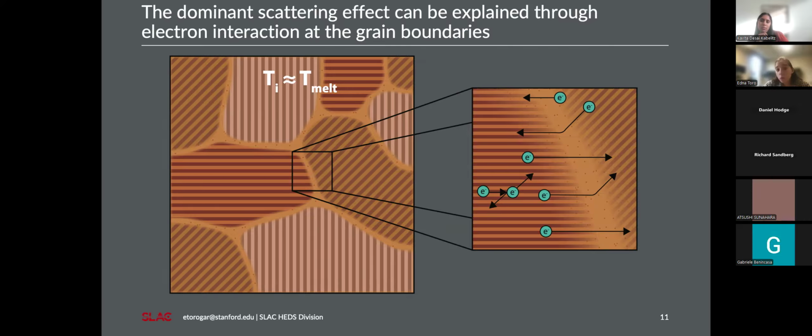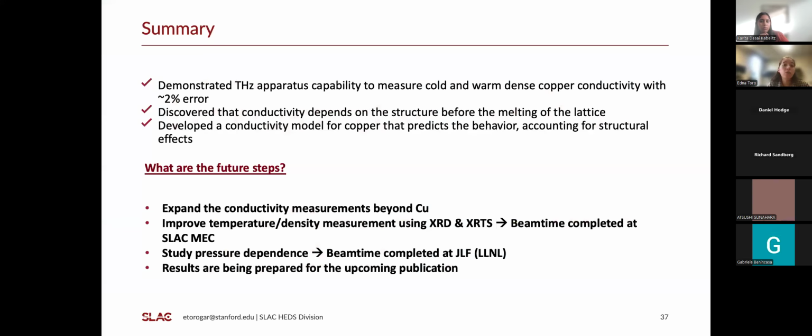So now I'm going to talk about the summary of what we have seen here. This technique, terahertz single shot spectroscopy, is a relatively new technique. We have done analysis on other metals, and now by analyzing copper, we are trying to demonstrate our capability to make measurements of copper with really small error. The reason we can see all of these changes is because we have this small error, and we are able to see what's going on for solid, for liquid, for differences in 1 picosecond.